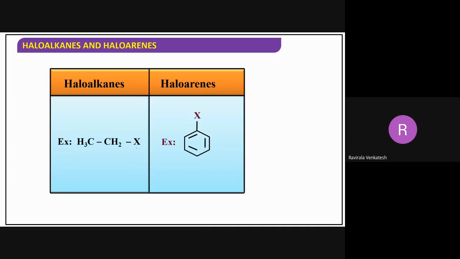Let me see one example here. See, this is the halogen bonded to an sp3 carbon, right? Now this is called haloalkane. Now this halogen is bonded to which carbon? An sp2 carbon, because you have a pi bond here. Okay, therefore it is a haloarene. Now I told you one more example. CH2 double bond CH. Is it called haloarene?